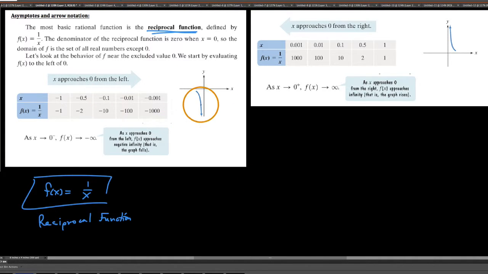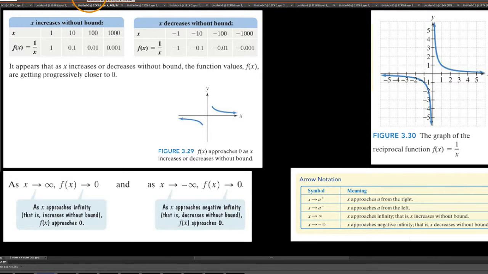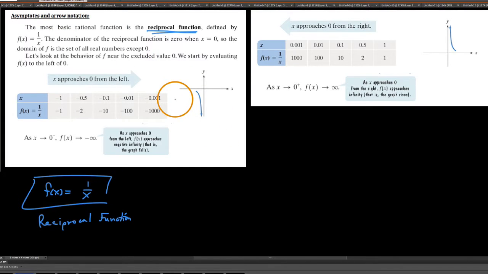So when we look at the reciprocal function, what you're seeing here are tables of values. And we're going to look at the behavior of our y values here on our graph. Now, we already know that our graph, by the way, looks like this. So what you're seeing in this diagram are just pieces of it. But let's look at this. We say, let's look at the behavior of f near the excluded value of 0. So we know that we can't plug 0 into this function. We said it would be undefined.